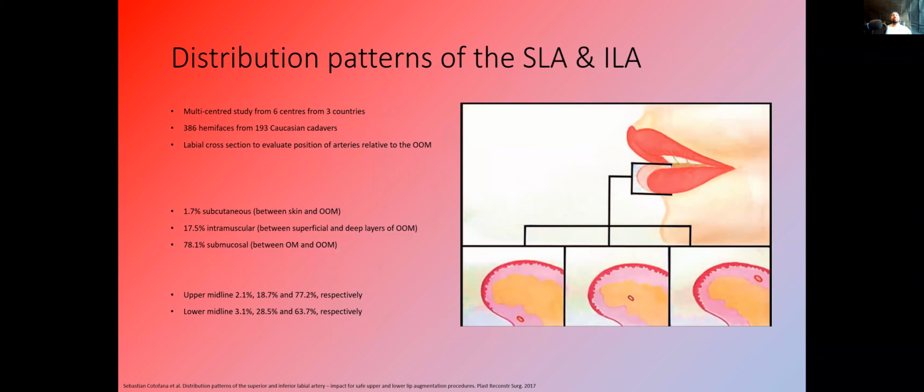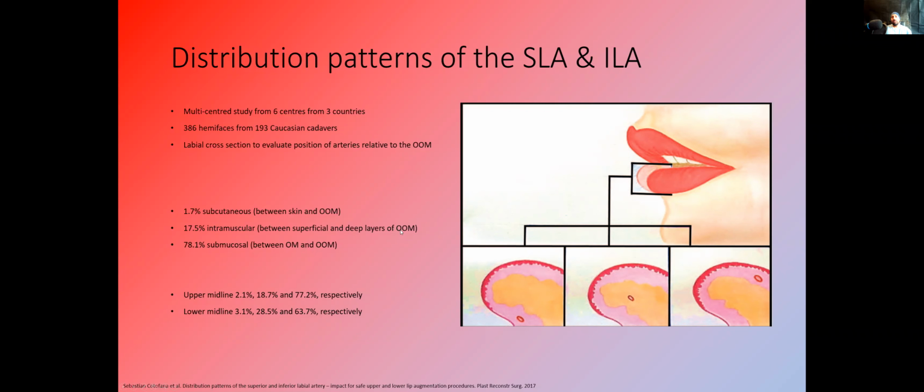So injection plane is very, very important. And this is what this slide is going to summarize for you guys. So this was done by a very famous clinical anatomist, Sebastian Cotofana, and I love to watch his lectures actually when I'm sometimes presenting myself in IMCAS or Monaco, and it's very interesting, very, very amazing guy. And he basically conducted a multi-centered study from 6 centers from 3 countries, and they had 386 hemifaces. So these figures are fairly on point when we talk about their findings.